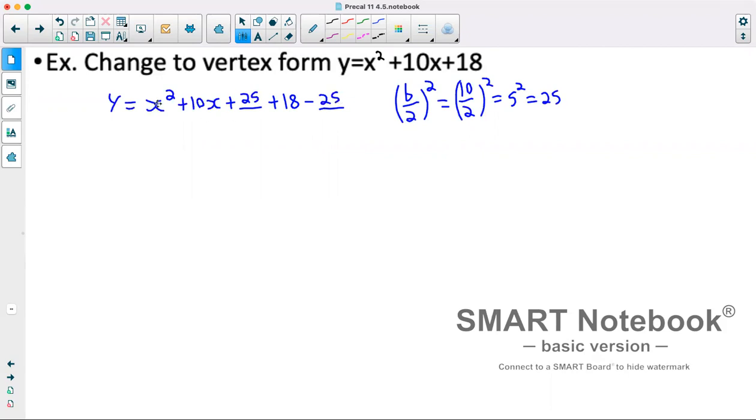Now, in doing this, let's create a perfect square trinomial for the first 3 terms that we can then factor. So our perfect square trinomial becomes (x plus 5) squared. We'll then combine the terms out here. So 18 minus 25 gives us -7. So we now have this in vertex form. We can see our vertex of this is at -5, -7.